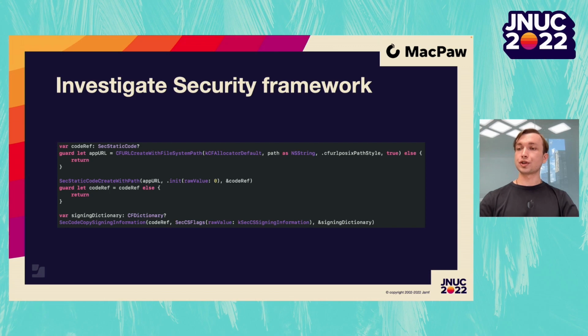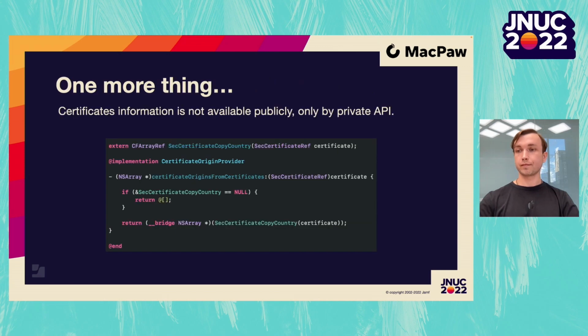A SecCertificateRef object for a certificate that is stored in the keychain can be safely cast to a SecKeychainItemRef for manipulation as a keychain item. On the other hand, if the SecCertificateRef is not stored in the keychain, casting the object to a SecKeychainItemRef and passing it to keychain services functions returns errors. On this page, you can see how to use it. But one more thing: unfortunately, certificate information is not available publicly, but you can use a private API for these purposes.